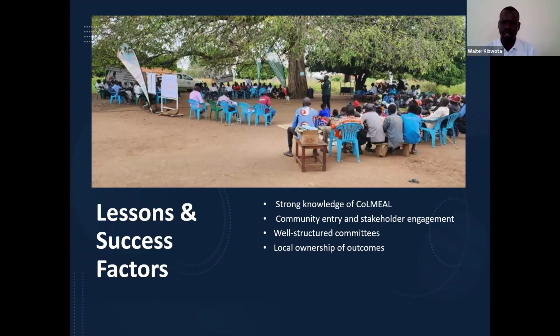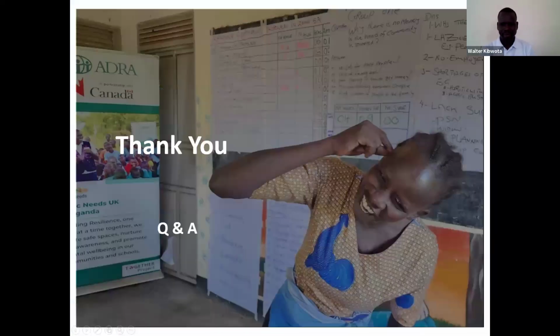And then local ownership of the outcomes. At the end of the day, whatever you are doing, your facilitation, make sure that it is tending towards local ownership, so that whether you are out or not, the community will continue moving on their own. I think this is almost coming to the last slide.